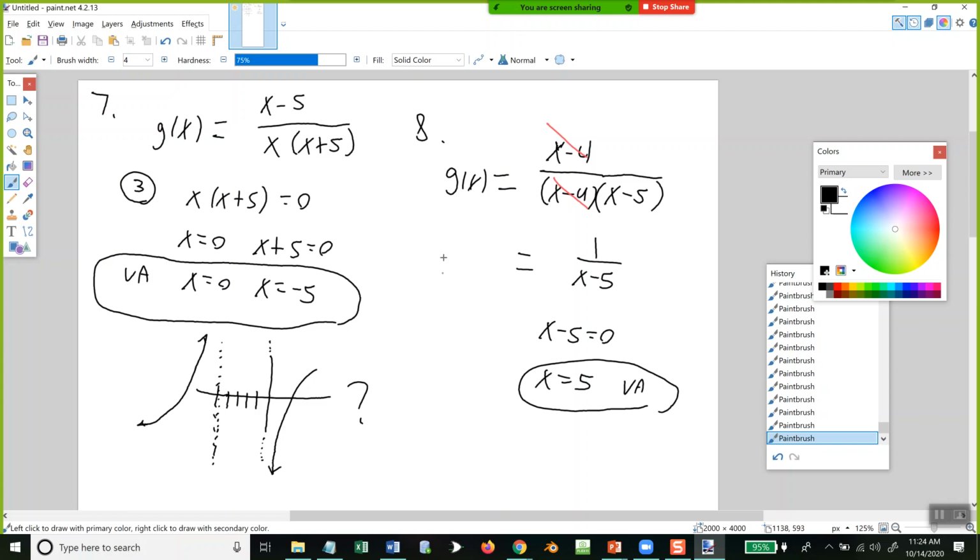Couldn't tell you anything else about this graph, but I know at x equals 5, it has an invisible vertical line that the graph will skim at some point. Questions on vertical asymptotes?